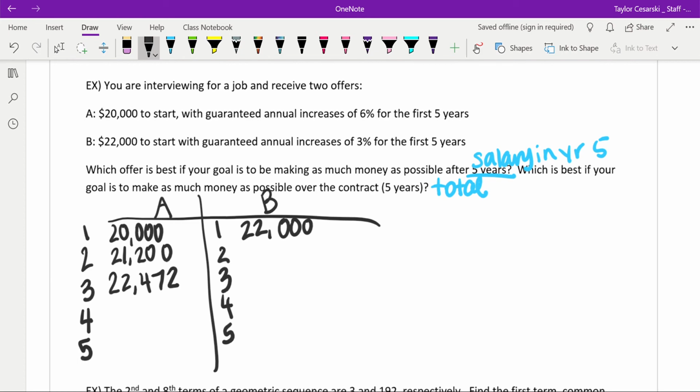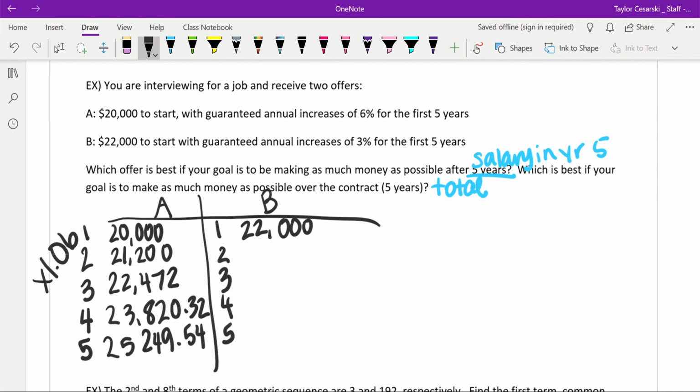22,472, 23,820.32, and 25,249.54. Okay, so all you're doing there is you're taking it multiplying by 1.06 every single time. Okay, this one you're going to multiply by 1.03 every single time. So this one is times 1.06. So this one is times 1.03 because you're growing by 3% every time.